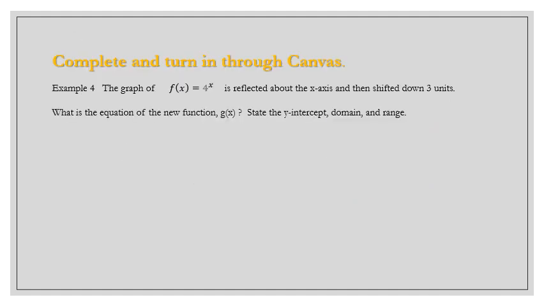Okay, so here's one for you to try. So example 4, the graph of the function f of x equals 4 to the x is reflected about the x-axis and then shifted down 3 units. What is the equation of the new function g of x? State the y-intercept, domain, and range. Good luck. Let me know if you have any questions.